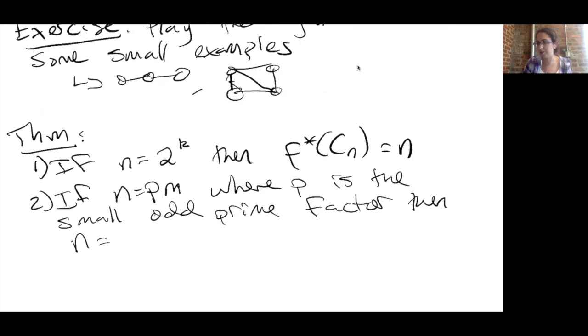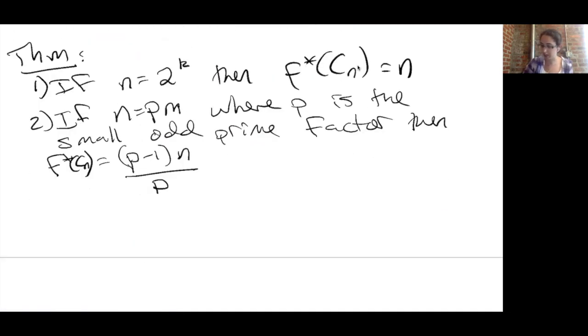Then f star of c_n equals (p minus 1) times n over p. F star of g is, I should specify, it's not just a g, it's c_n, is (p minus 1) times n over p. Or another way I could write this is n minus n over p.